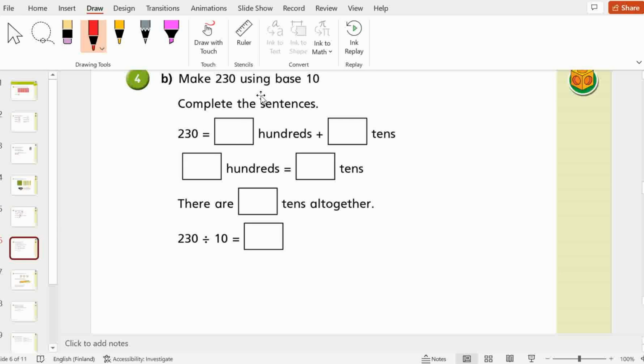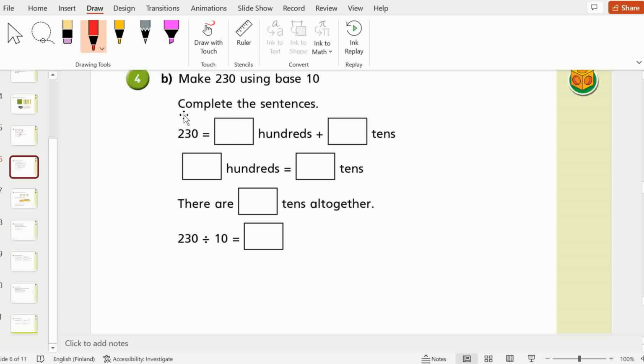Make 230 using base 10. So we have to do the same, but for 230. How many hundreds are there in 230? 2. How many tens are there in the 30? 3. There's 3 tens. So there's 2 hundreds and 3 tens. Good. They probably want you to write 2 here, because that's how many hundreds there are. 2 hundreds, how many tens does that equal? 20. Good. Because that's 200 divided by 10 equals 20.